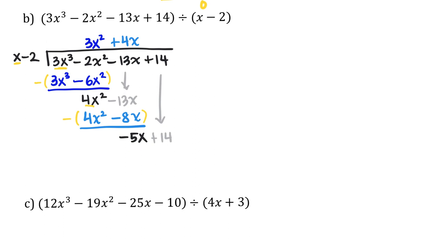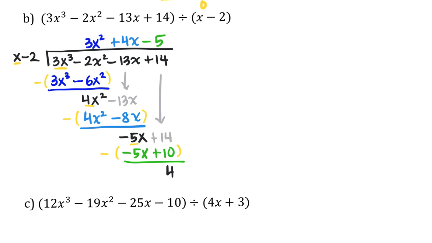Okay, I'm only going to look at the negative 5x. Just look at the first term. And what do I times x by to get negative 5x? Negative 5. Okay, negative 5 times x minus 2. Negative 5 times x is negative 5x. Negative 5 times negative 2 is positive 10. Okay, subtract down. Negative 5x minus negative 5x is negative 5 plus 5x, which cancels. Okay, 14 minus 10 is 4.